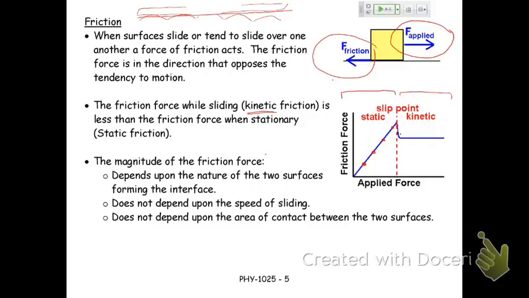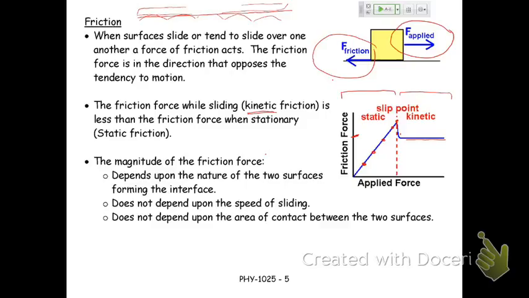Then they got to this point here, this force here, and they went a smidgen more and all of a sudden everything started to move. And not only did it move, but when they measured the friction force, it was less. It was less than it had been when this thing was stationary. That's amazing. So static friction can be stronger than kinetic friction. And it's found over and over again. There's no question about it.